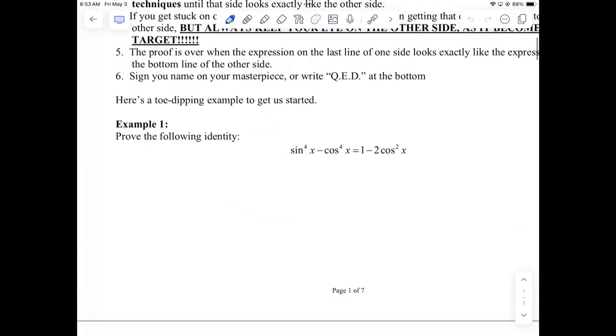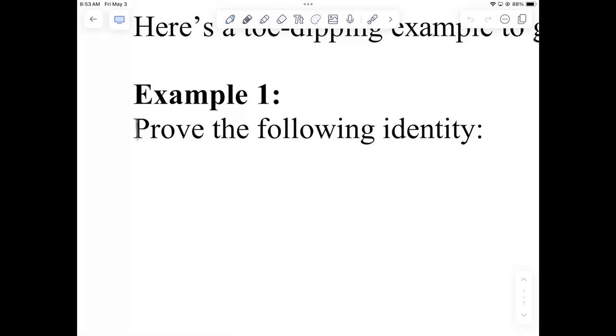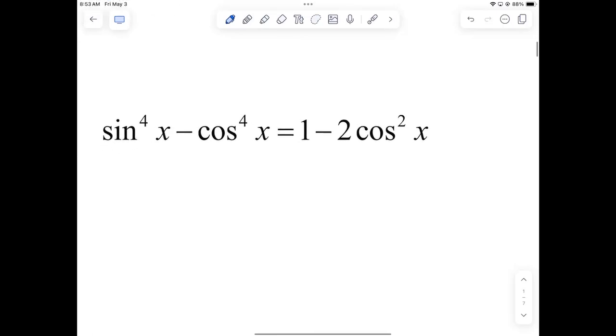Let's start with example 1. The instructions are simple. It says to prove, look at what I'm doing. I think I'm using a highlighter. Stupid me. Prove the following identity, okay? So here's the good thing. You're going to know in advance that something is, in fact, an identity.